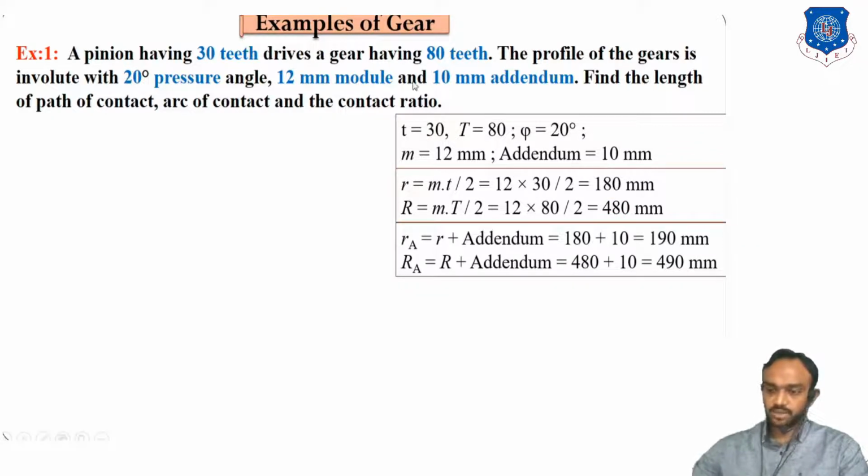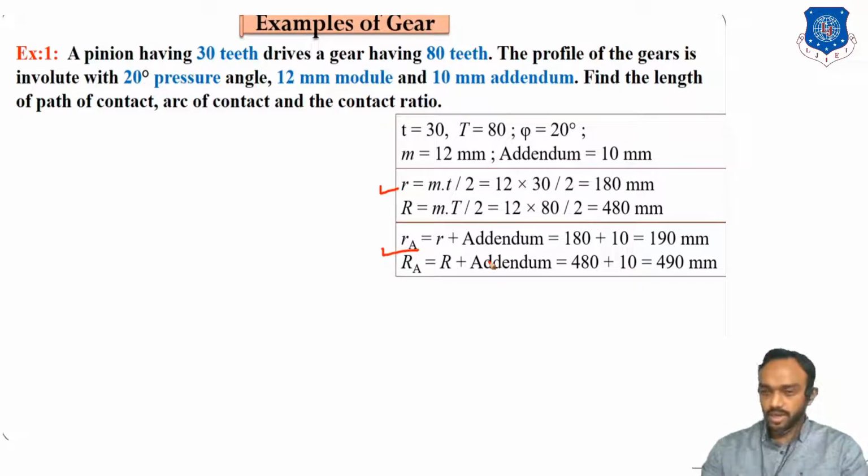What is addendum radius? Addendum radius is pitch radius plus addendum. So you have already found the pitch radius, plus add the addendum. Addendum is 10 mm. So addendum radius will become 180 plus 10, 190, and 480 plus 10, 490. So this is the basic requirement you always have to do. Pitch radius small r, capital R, and addendum radius small r a, capital R a. Always first find these things.